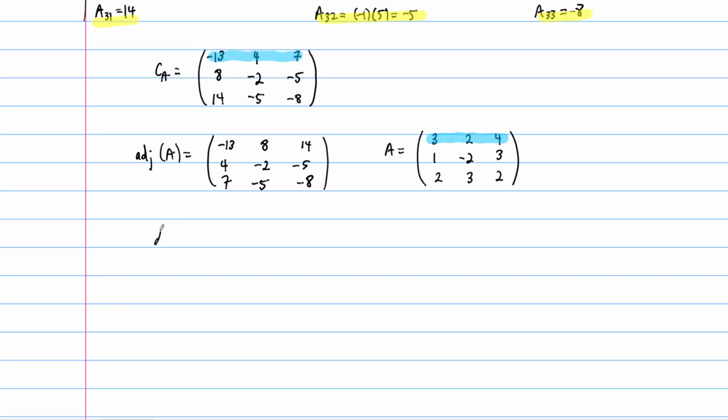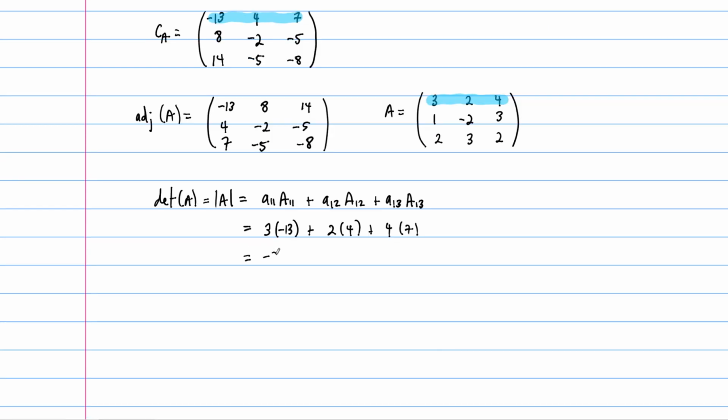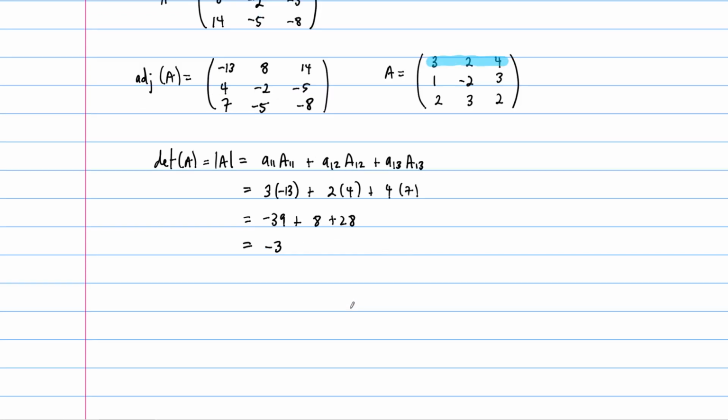So for this one, what we need to do to determine our determinant, remember two different notations here, is just go entry by entry. So I'll write this out: we have a11 times capital A11 plus a12 times capital A12, plus a13 times capital A13. I've chosen to use row 1, that's where all these numbers come from. And this is just going to be 3 times negative 13 plus 2 times 4 plus 4 times 7. So this will be negative 39 plus 8 plus 28. And so this is 36. This is negative 39, so this ends up being negative 3. Let's just make sure I work that out properly, but that's the determinant of this matrix.